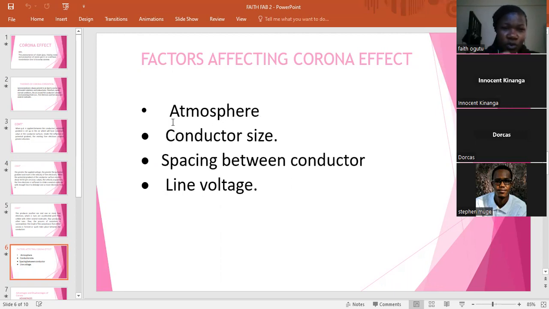Can somebody tell us, or who is having a challenge when asked to explain the factors affecting corona? Who cannot explain the above listed factors? Is anybody having a question there? No. Okay, the one who has said no is Innocent. Innocent has said he doesn't have a difficulty explaining this. Can you explain for us how atmosphere affects the formation of corona in the overhead transmission line?